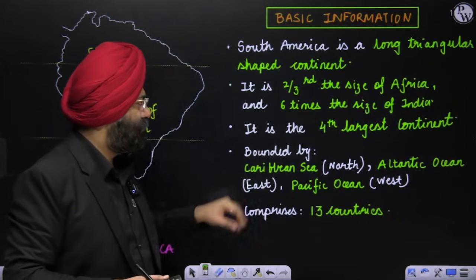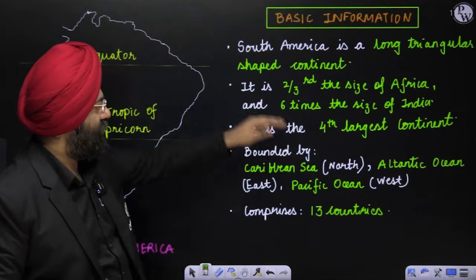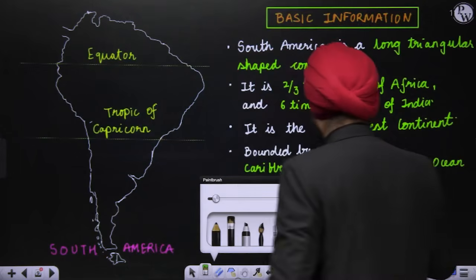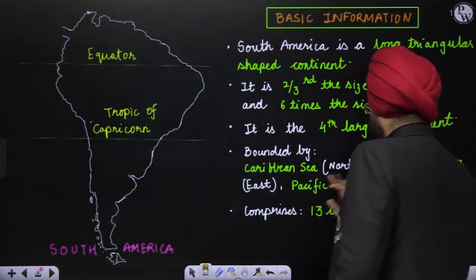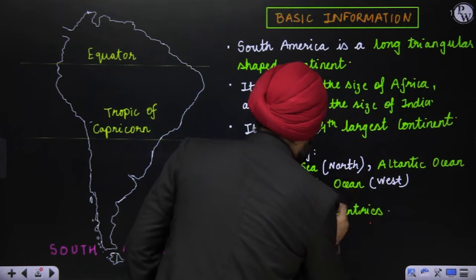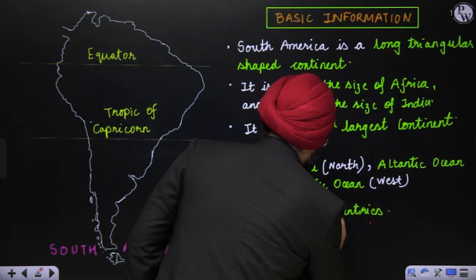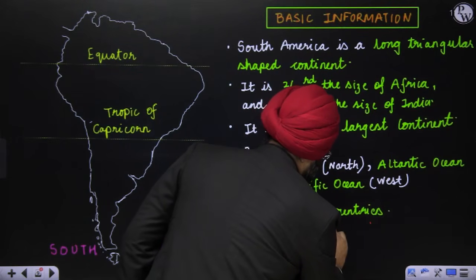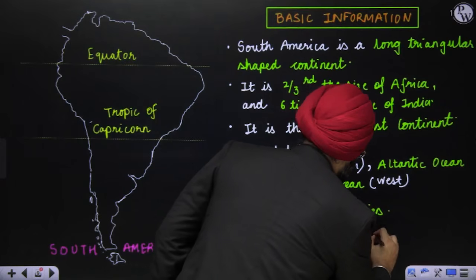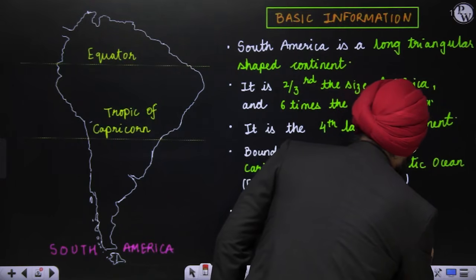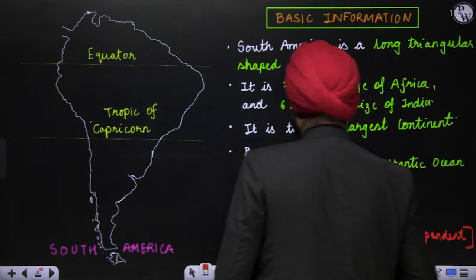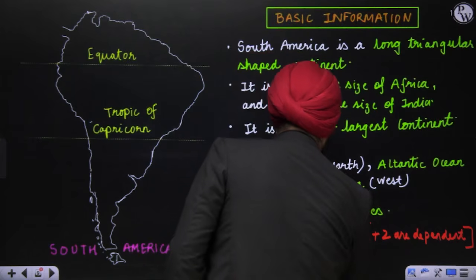It is bounded by the Caribbean Sea in the north, the Atlantic Ocean in the east, and the Pacific Ocean in the west. Now see, many people consider it as 14 countries, some say 13 countries. Please remember, let us mark it in a simple way: 14 countries, out of which 12 are sovereign and 2 are dependent, because various books write various different statistics. So let us make it very clear.